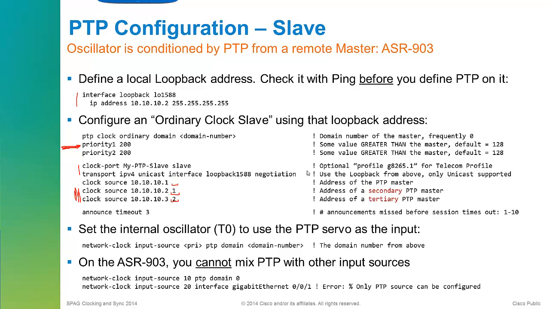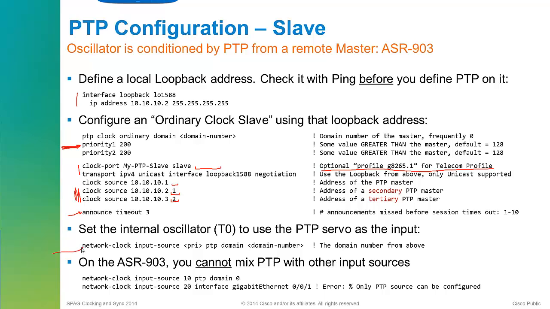I should also point out here, if you need telecom profile, then you can put the word telecom profile on the end of this slave. So slave can support telecom profile, as we said in part 2, and master, but not boundary clock. We can also define timeout, like the number of announce messages, which is the message I just showed you, which is coming from the master announcing its clock quality and so forth. You can actually define the number of announce messages you can miss before you declare the master is no longer reachable.